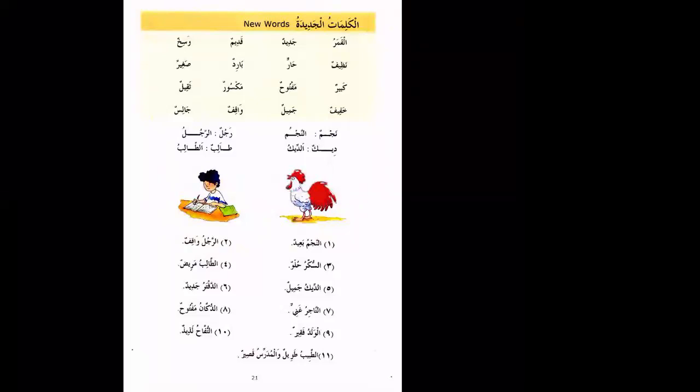At-Tajiru Ghani. The merchant or the trader is rich. Ad-Dukkanu Maftuh. The shop is open. Al-Waladu Faqir. The boy is poor. At-Tuffahu Al-Ladid. The apple is tasty. At-Tabibu Tawil wal-Mudarrisu Qasir. The doctor is tall and the teacher is short.